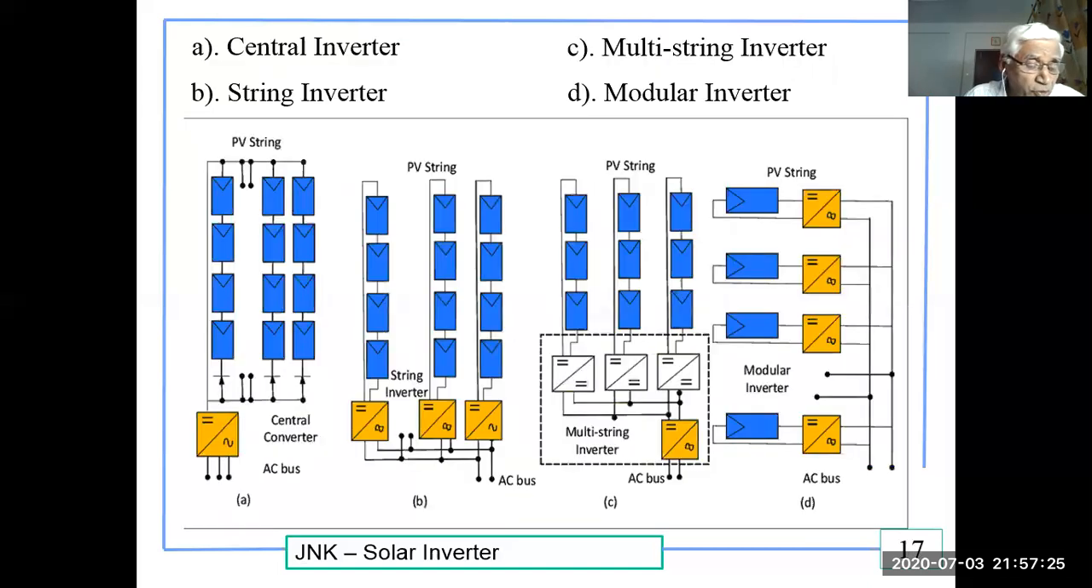Apart from the modes of operation, inverters are also classified on the basis of implementation topology. In this diagram, we can see four different categories. The left side one, A, is a central inverter, and the others are the string inverter, multi-string inverter and modular inverter. You can see all the A, B, C in this one. The configuration of the solar module connections changes this into central inverter, string inverter, multi or modular inverter.